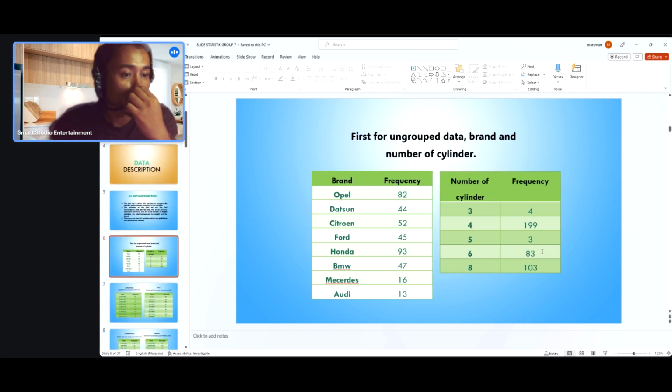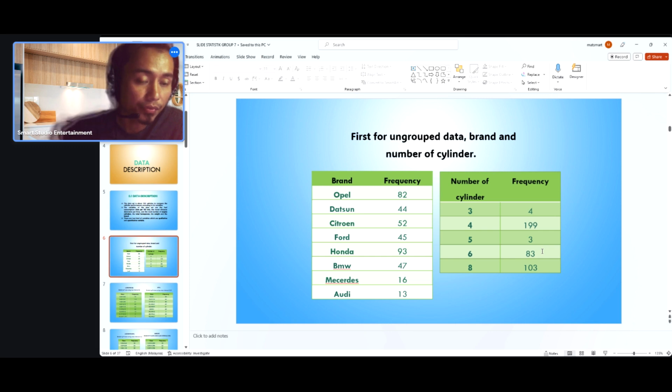First, for ungrouped data, brands and number of cylinders. You look at that. The brands are Opel, Datsun, Citroen, Ford, Honda, BMW, Mercedes, and Audi. The frequency ranges from 82 to 13. The next table is number of cylinders and frequency. You can see the two tables there.